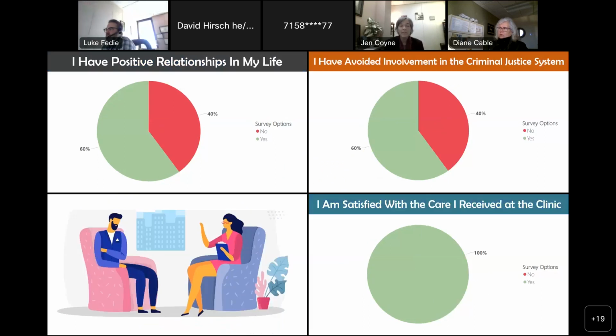60% reported having positive relationships in their life. 60% stated they avoided involvement in the criminal justice system. And with the substance abuse, 100% stated they were satisfied with the care that they got at the clinic.